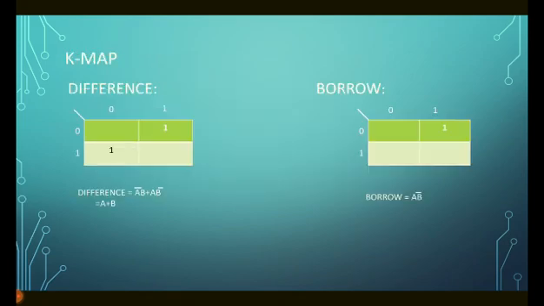And using the truth table, I have given the K-map for difference and borrow. So I have taken only the output values that came as 1 and I have given the equation.